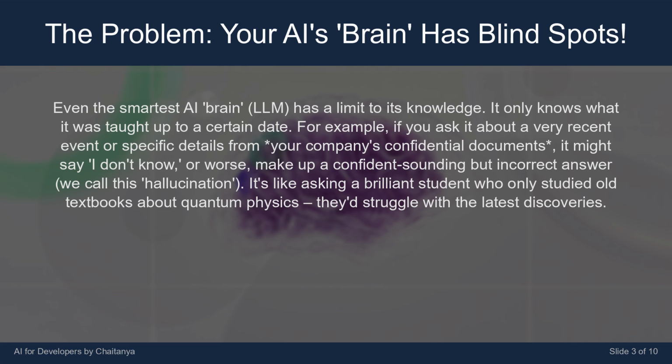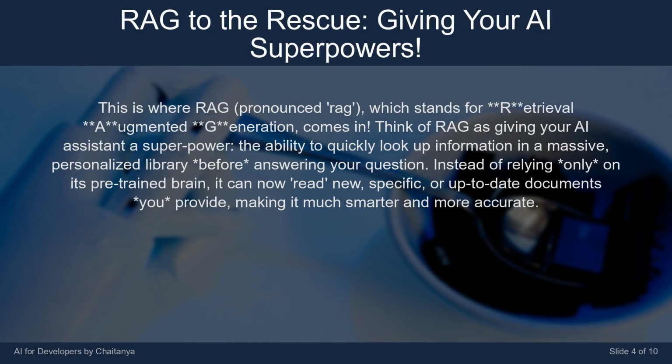For example, if you ask it about a very recent event or specific details from your company's confidential documents, it might say, "I don't know," or worse, make up a confident-sounding but incorrect answer. We call this hallucination. It's like asking a brilliant student who only studied old textbooks about quantum physics, they'd struggle with the latest discoveries. This is where RAG, pronounced RAG, which stands for retrieval augmented generation, comes in.